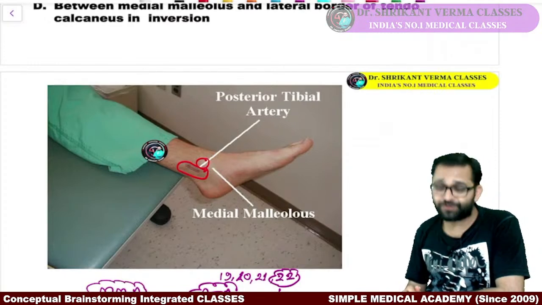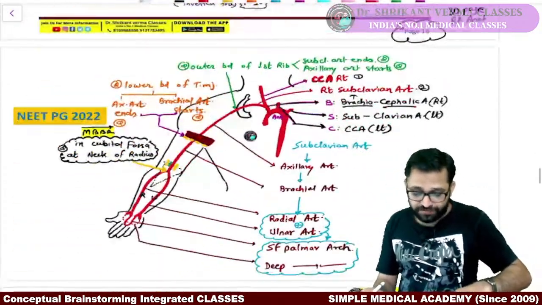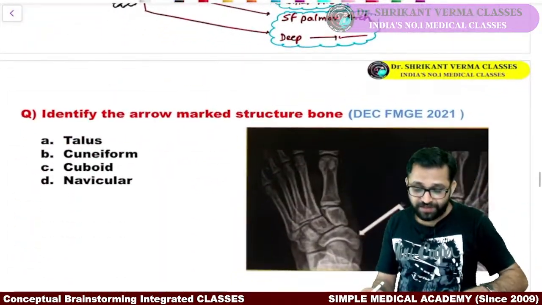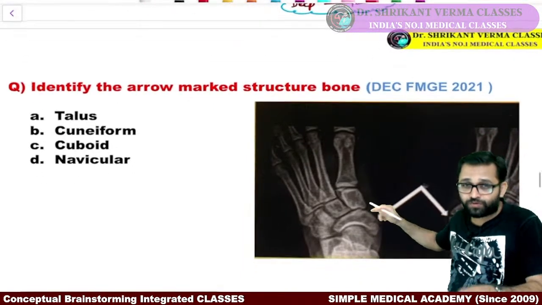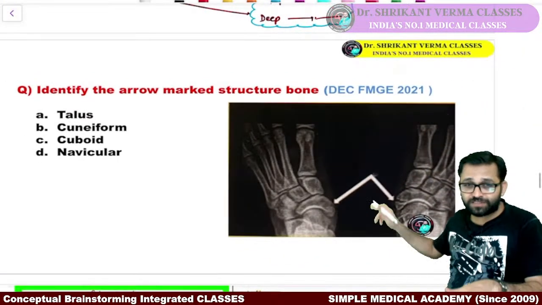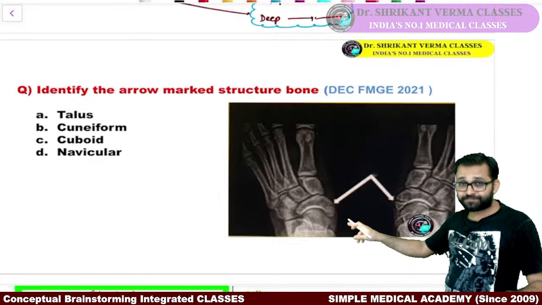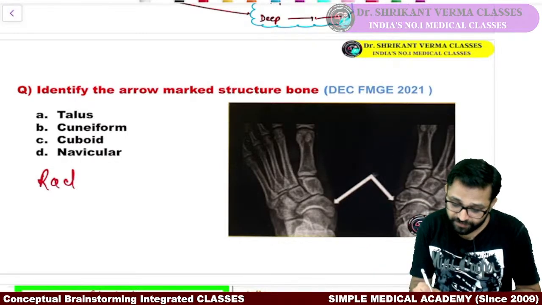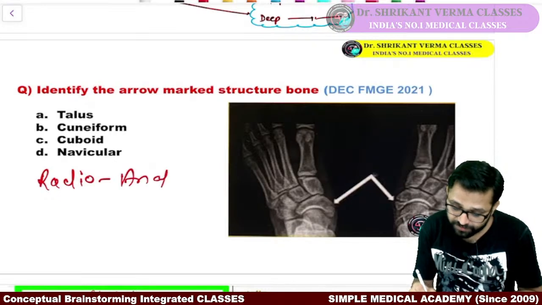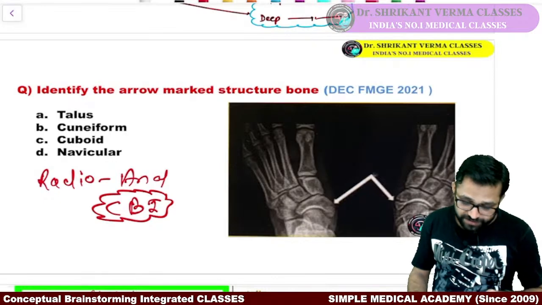Getting the point? Okay, so this is your discussion and analysis. We are taking out the question. Can you see? December FMG 2021 question. Identify the marked bone. Can you tell me which one is the marked bone? Why has this question been asked? This is a radiology question integrated with anatomy, a conceptual brainstorming integration. Tell me what is the answer?